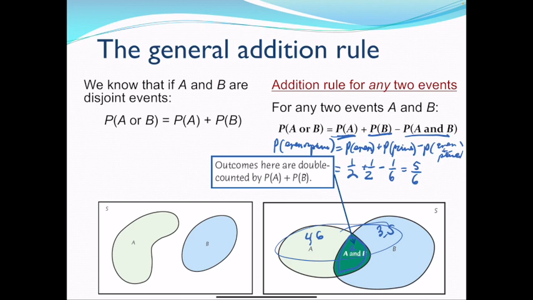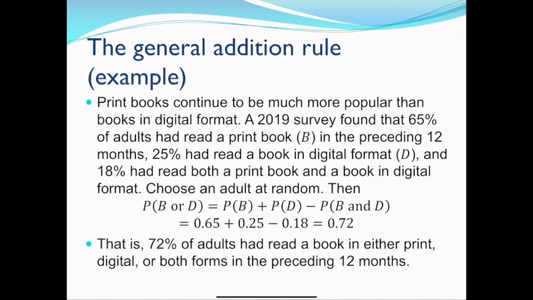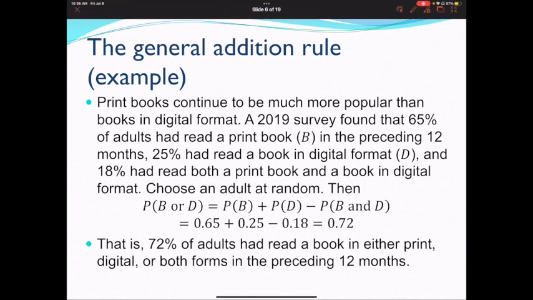So let's work through another example. Print books continue to be a much more popular format than books in digital format. Cool. A 2019 survey found that 65% of adults had read a print book, we'll call that B, in the preceding 12 months, and 25% had read a book in a digital format. And 18% had read both a book in print and a book in digital format. So if I choose an adult at random, what's the probability that they read a book in print or a book in digital, or both, right?